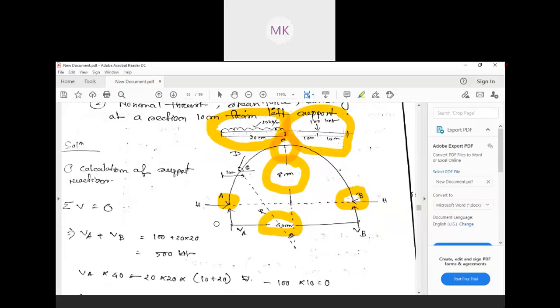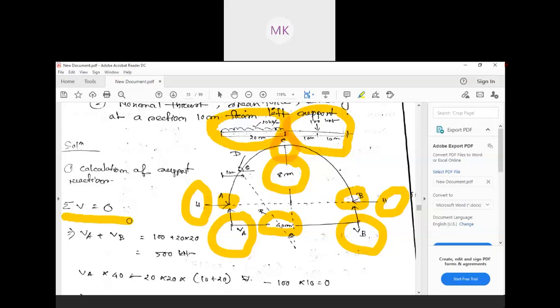So now what do we need to do? Okay, first we need to name the points A, B, and C. There is a horizontal force and a vertical force at each of these points. Okay, so for calculation of support reactions, what do we need to use? We need to use the equilibrium equations again. So summation of vertical forces: from below there are VA plus VB, and we need to consider the load from above. I think all of you know how to calculate this. There is a point load of 100 plus 20 into 20 for the UDL.